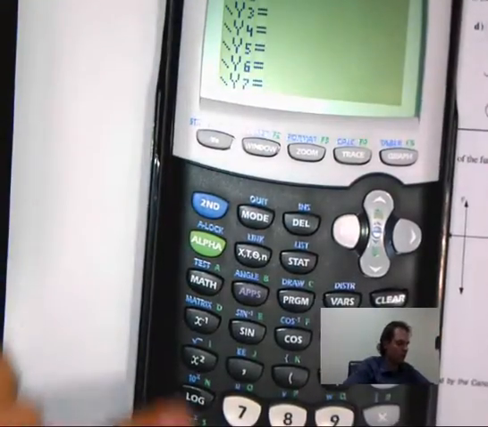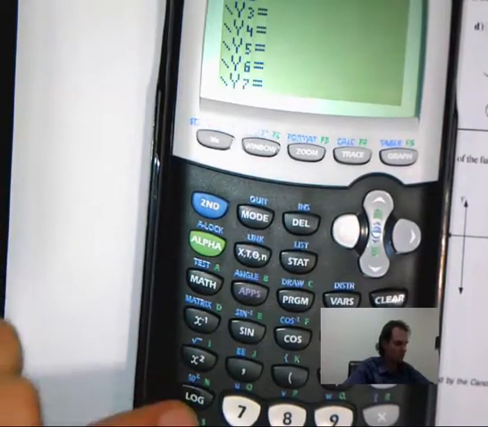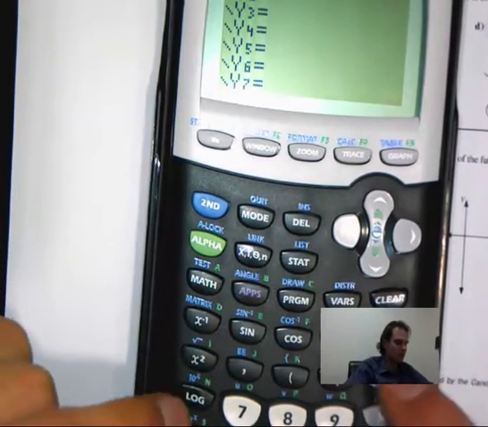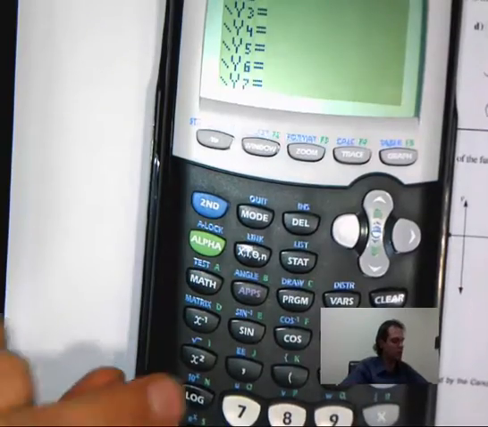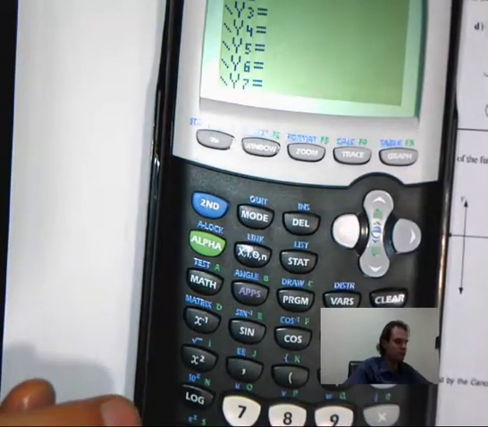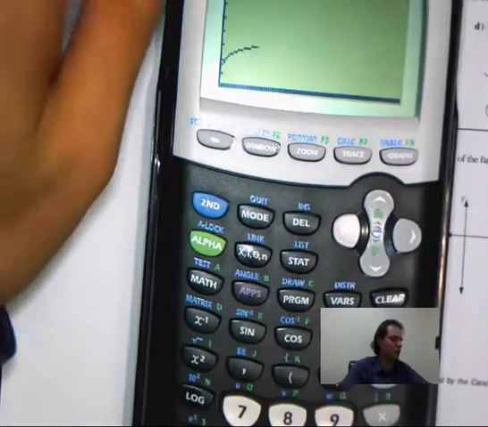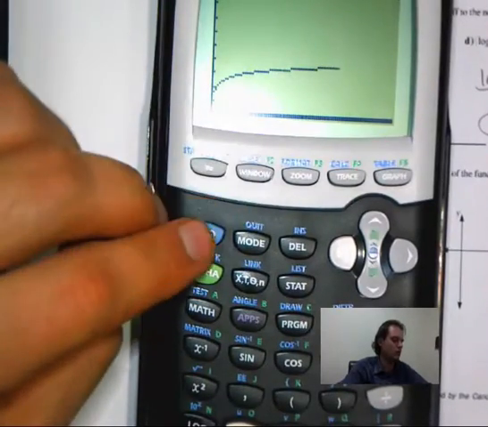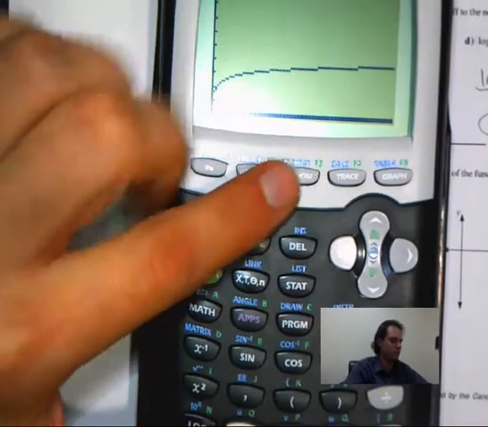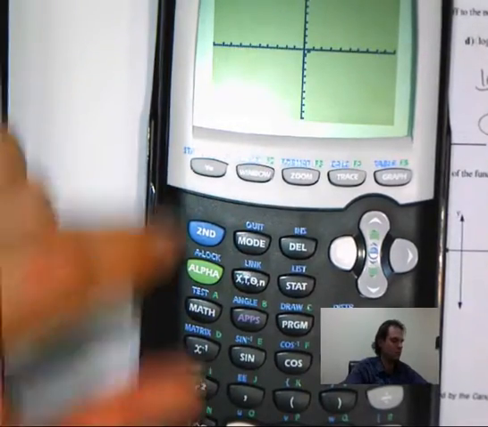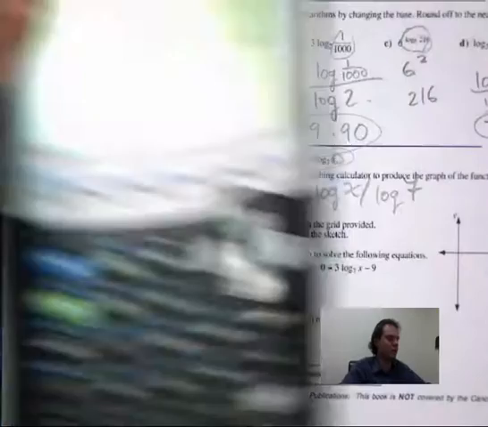We're going to go log x, and then we divide that by, make sure you close the brackets, log 7. And we're going to graph it, and it looks something like that. I'm going to put my window back to normal. Okay? So my graph looks something like that. It's barely noticeable.